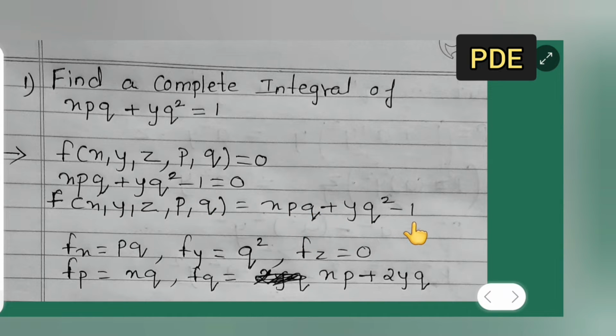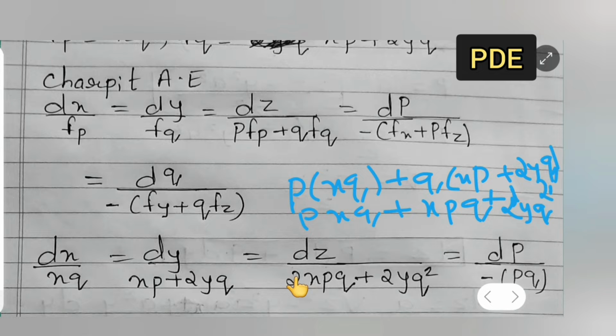Okay, now you have to differentiate this with respect to x. So you will get pq. Differentiate with respect to y, I will get q². Differentiate with respect to z, the term is not there, so it is 0. Differentiate with respect to p, I will get xq. Differentiate with respect to q, I will get xp + 2qy, right? xp + 2qy. Okay, now next is what?